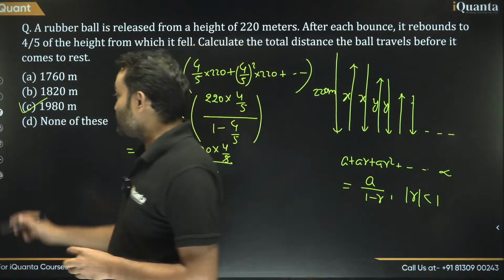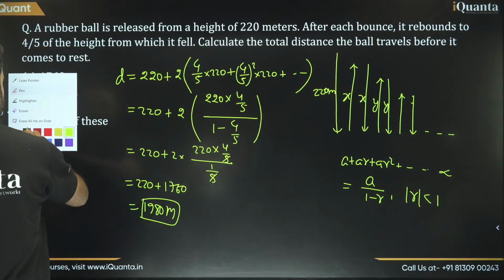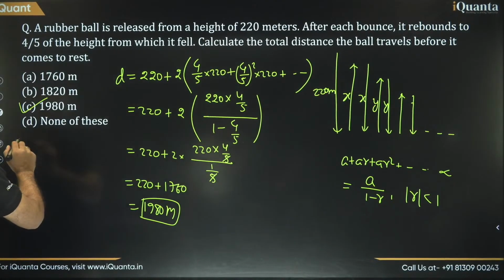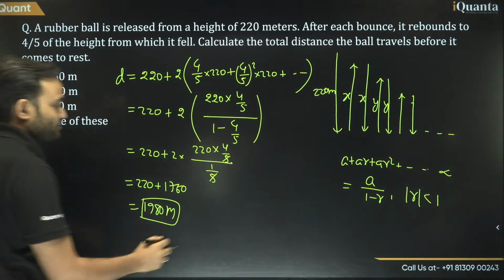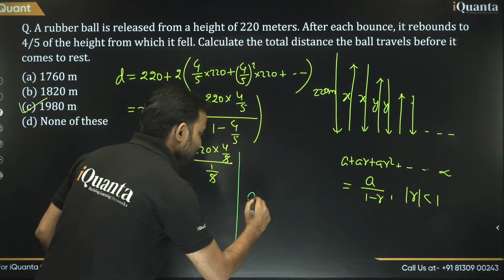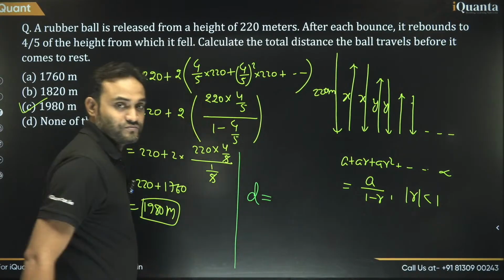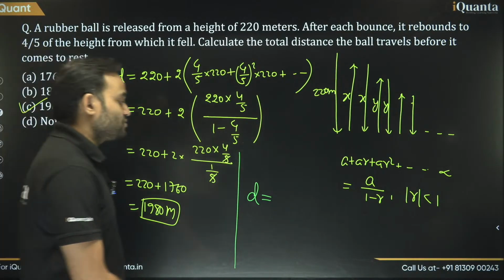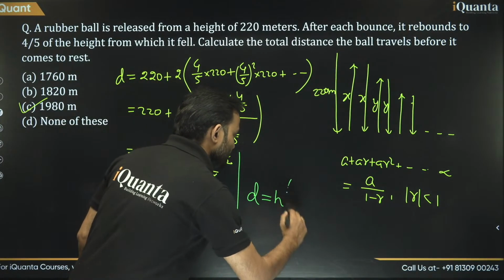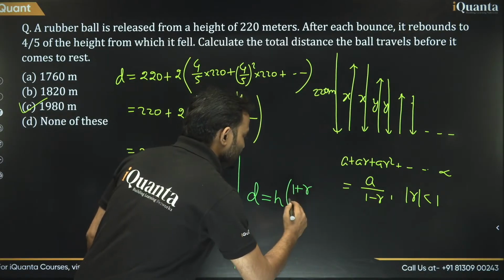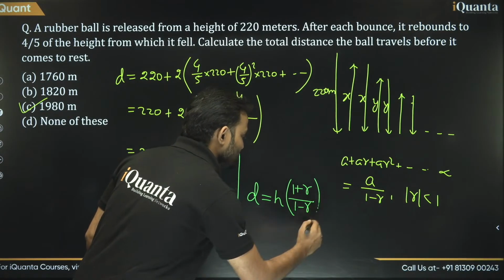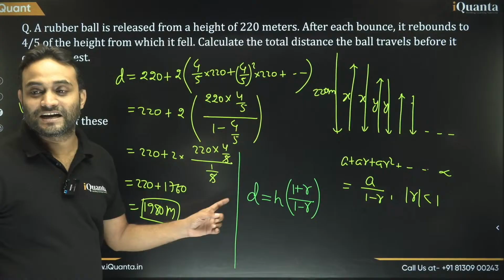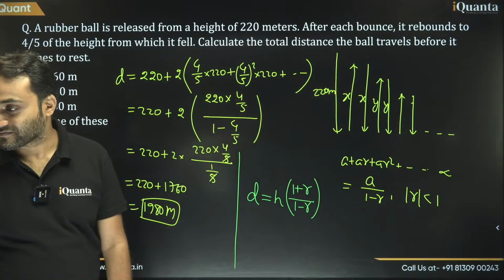But do you know the shortcut here? What's the shortcut? Dekho, the shortcut to solve this type of question is the distance d is equal to h into 1 plus r divided by 1 minus r. Now apply this and tell me, are you getting the same answer?